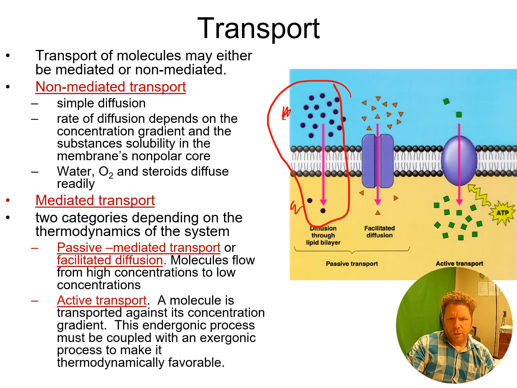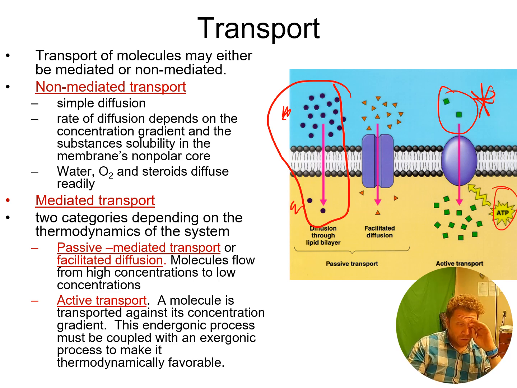And then there's active transport. A molecule is transported against its concentration gradient. This endergonic process must be coupled with an exergonic process to make it thermodynamically favorable. So that would be our last one over here, this guy right here, where we're moving these 2 things from a low concentration to a high concentration. In order for that to happen, we've got to hydrolyze ATP so that they can.